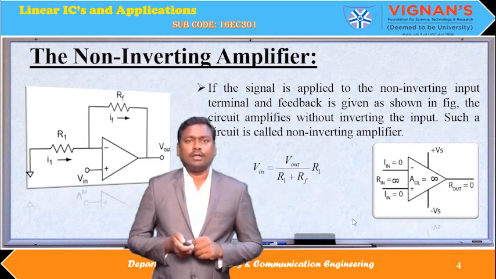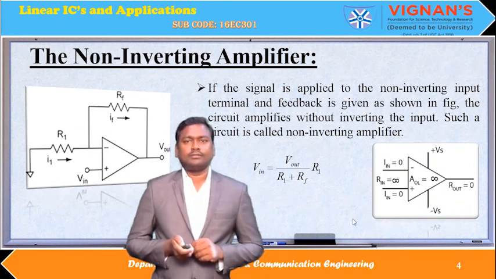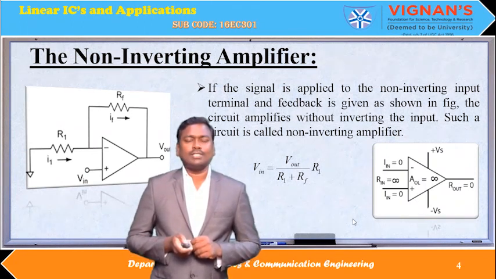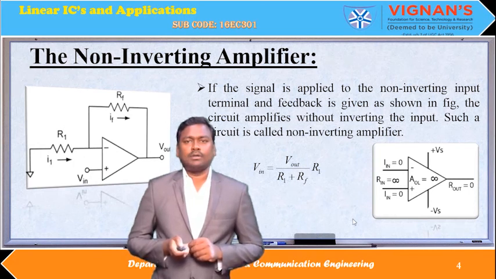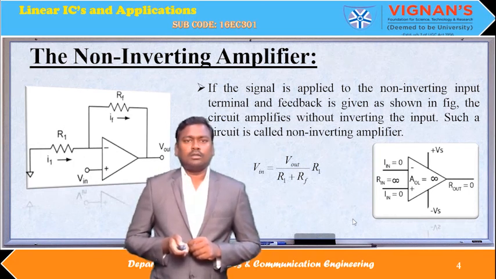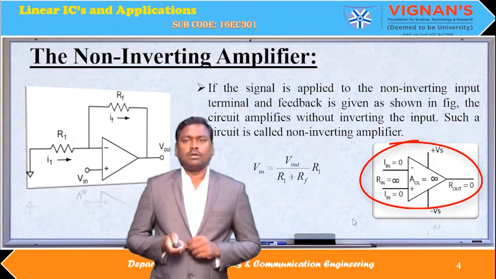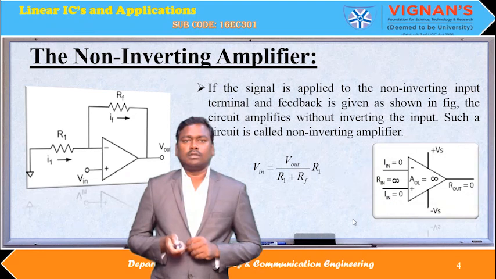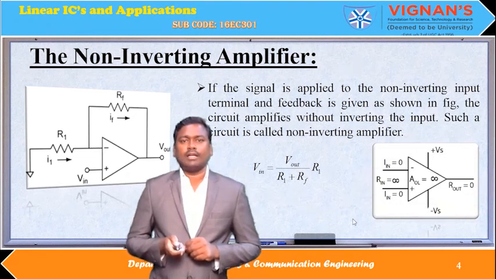For calculating the gain of the non-inverting amplifier, the op-amp is assumed as an ideal op-amp. We know the conditions of an ideal op-amp. For an ideal op-amp, open loop gain is infinity, input resistance is very high, output resistance is 0, and terminal currents are 0. By considering all ideal conditions of the op-amp, the gain of the non-inverting amplifier is calculated.